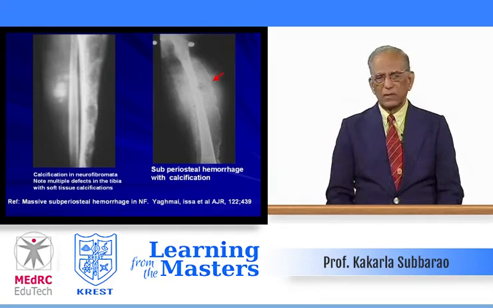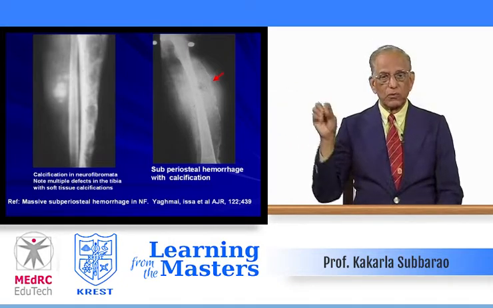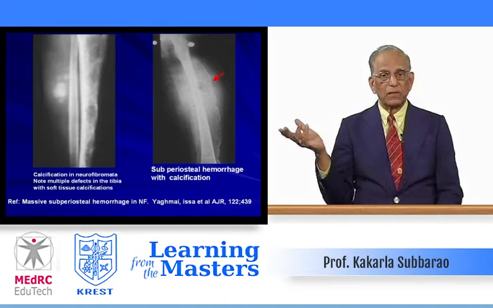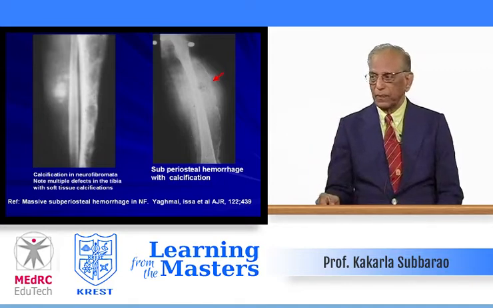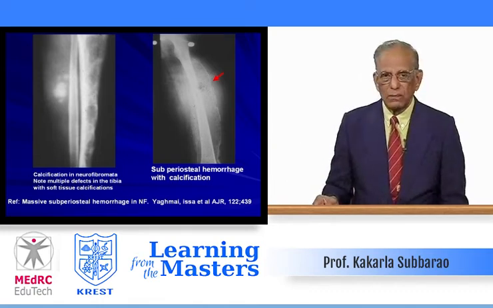Rarely, as described in Jacobson's book, and we have seen, subperiosteal hemorrhage may also be seen with calcification. Given this, all you say is subperiosteal hemorrhage. Supposing it's a child, it could be scurvy. In a youth, it could be hematoma due to hemophilia. Massive subperiosteal hemorrhage in neurofibromatosis, described by one of our friends, Agmai.